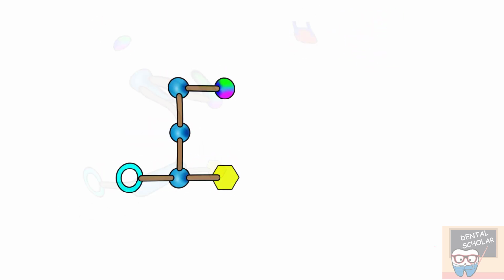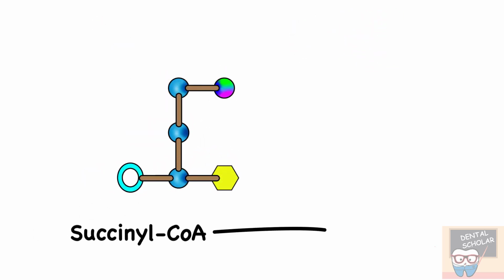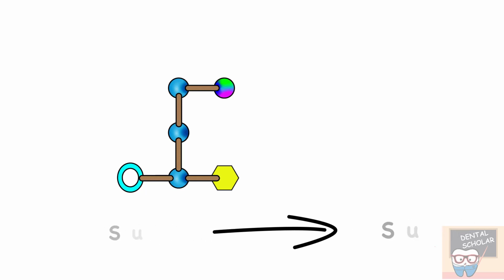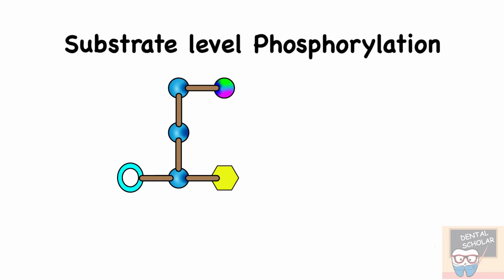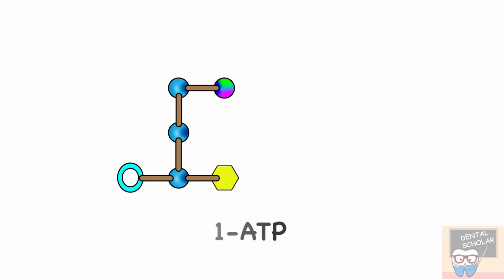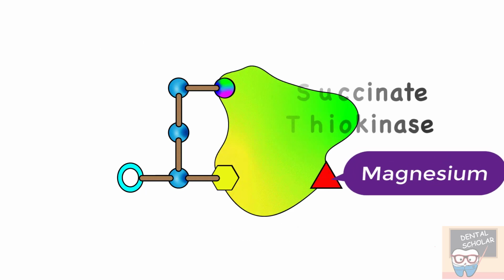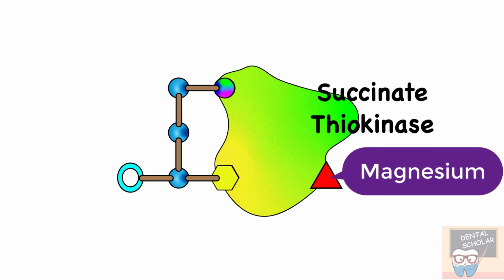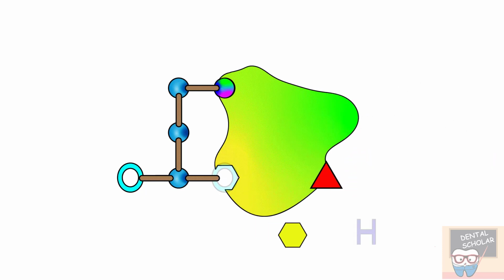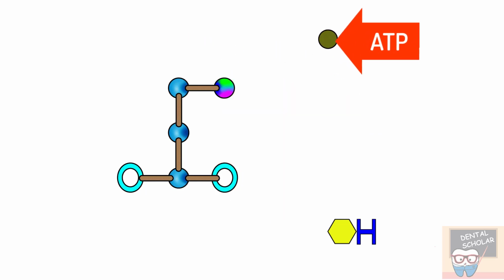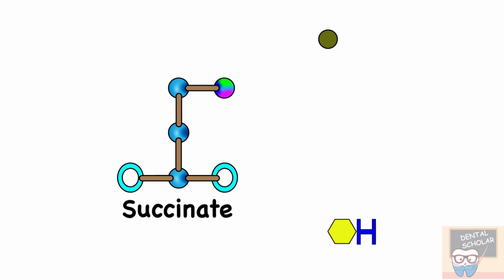In the next step, succinyl coenzyme A converts into succinate. This step is the only example of substrate level phosphorylation in Krebs cycle. So what it means is that at this step, 1 ATP will form. This reaction occurs in the presence of enzyme succinate thiokinase and it requires magnesium. There is loss of coenzyme A part and also 1 ATP, as I have already said, is formed. So the product of this reaction is a 4-carbon molecule called succinate.